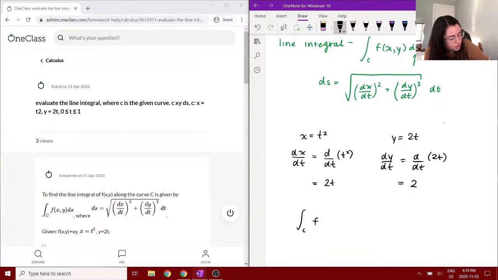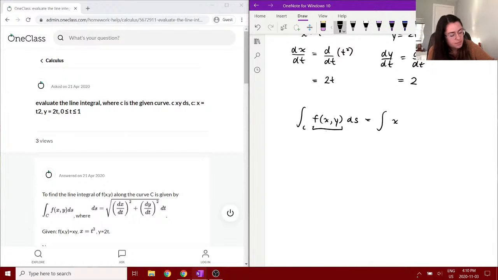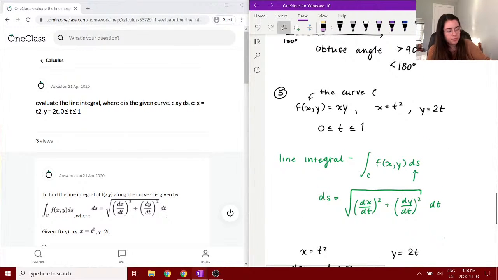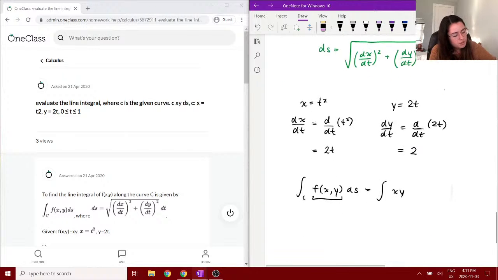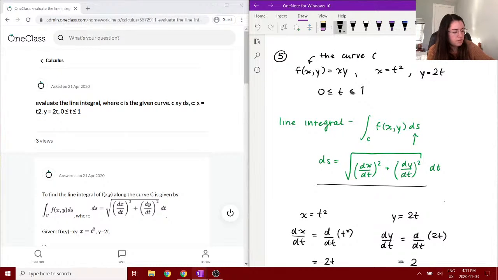Integrating over the curve C, we have our function by ds. That is equal to, I'm just going to write in the given function. So our given function, subbing in for this portion here, is x times y. That's what I wrote up here, right? So that's x times y. And then for ds, remember we have to sub in our definition of what ds is.